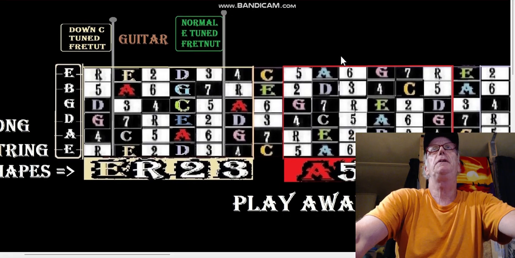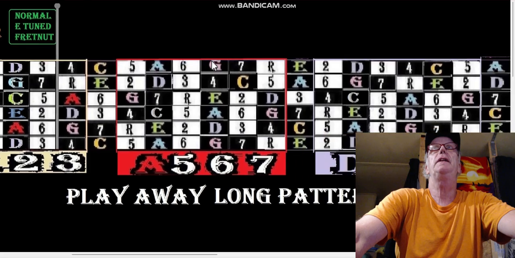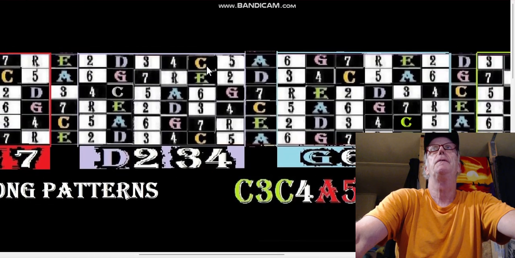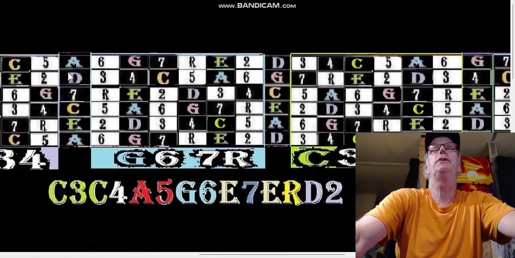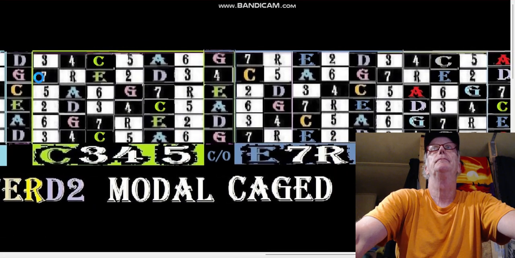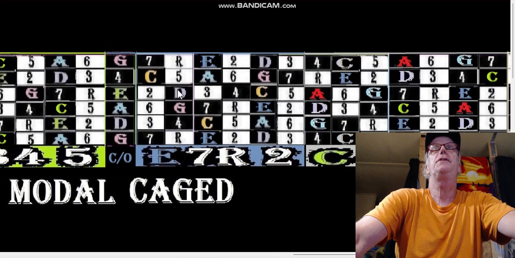If you wanted them in the key of E, if this is your normal E tuned fret nut, what note, well, that note's going to be the E, but what number would that be? It would be over in the E box, way over here. This is the E box. And it would be root.